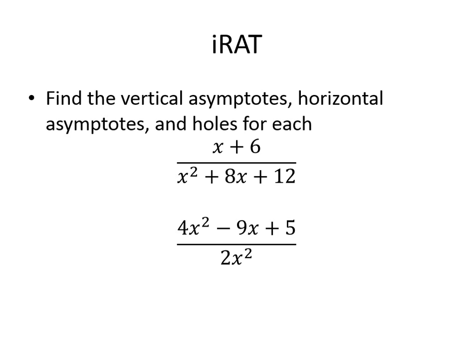And then the horizontal asymptote looks at which power is bigger. If the top's bigger, then there is none. If the bottom's bigger, it's 0. If they're the same, you take their leading coefficients and divide them. Okay, and so that's your IRAT. So just identify the vertical asymptotes, the horizontal asymptotes, and the holes for each of these rational functions.